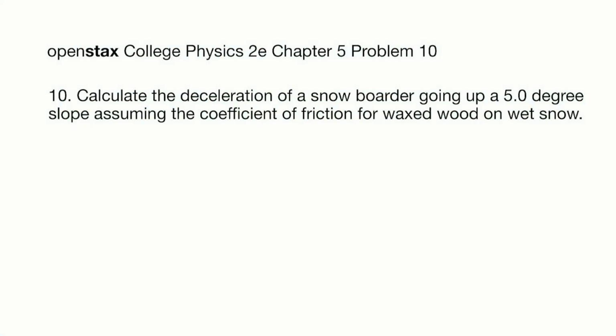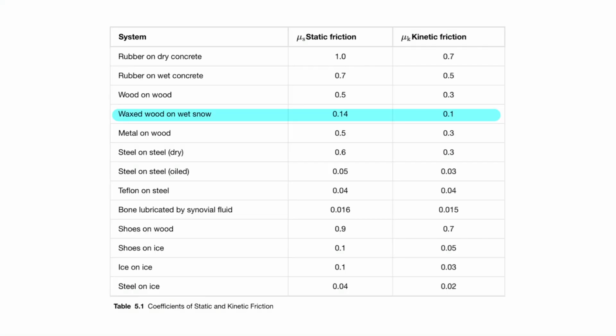In this problem, we have to find the deceleration of a snowboarder that's going up a 5-degree slope, and we are going to assume the coefficient of friction for waxed wood on wet snow. Let's take a look at table 5.1. And we see for waxed wood on wet snow, mu k is 0.1. The snowboarder is moving, so we want the coefficient of kinetic friction.